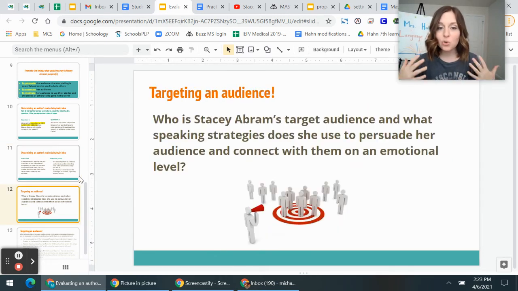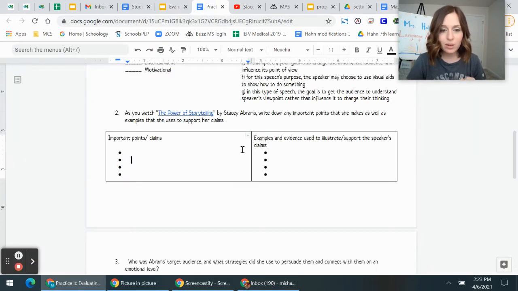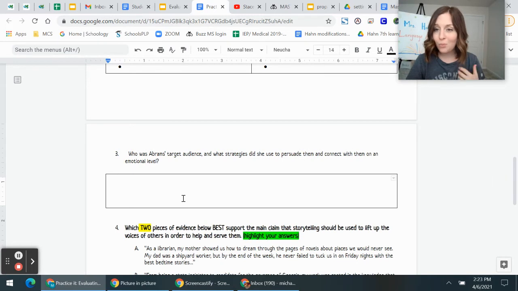Okay, next I want to ask you, who was her target audience? So who is Stacey Abrams' target audience? What speaking strategies did she use to try to persuade her audience or connect with them on an emotional level? So if you haven't done so already, go to your notes and fill out part 3. What do you think? Then, of course, you can come back to this video and I'm going to give you the answer. So I want you to first see if you know the answer to see if you can guess this correctly yourself.